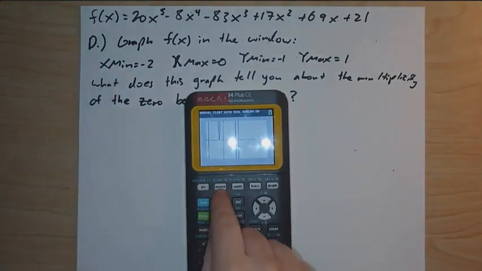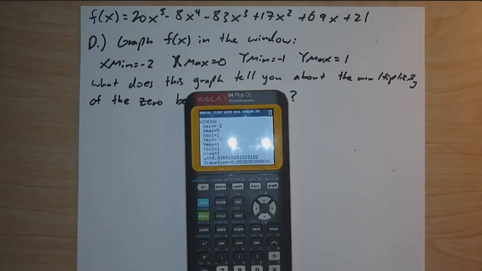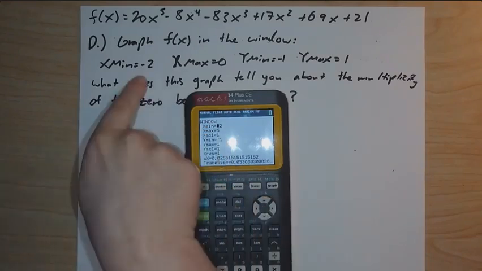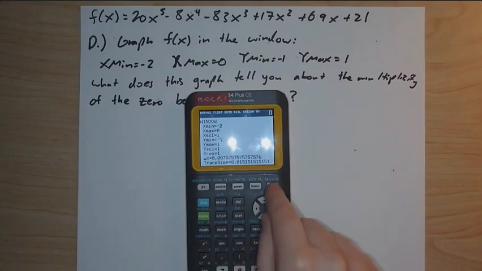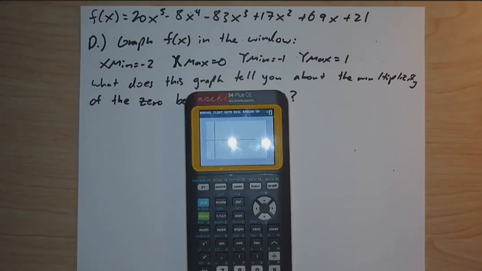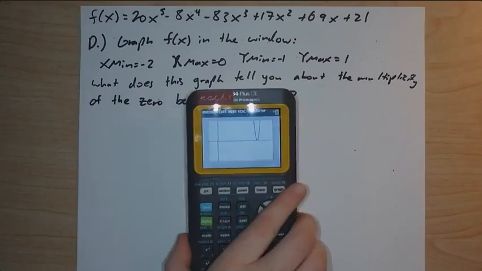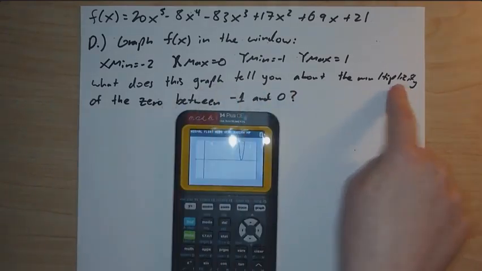So we're going to go to the window button right here, and it says x min, so we're going to put in x min is -2. X max is 0, so I'm going to put in 0. And then it says y min is -1 and y max is 1. Once you have it to those settings, you're going to go back to our graph button, and it's going to graph out that window. It might take a little bit. Yeah, there it goes.